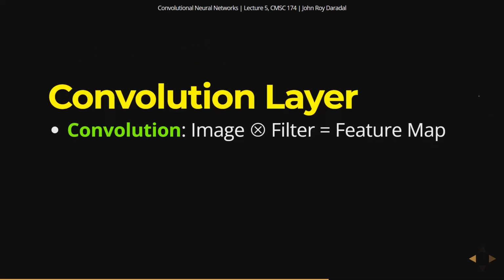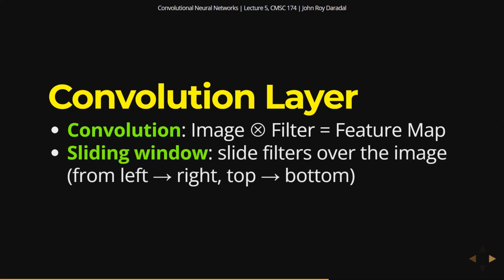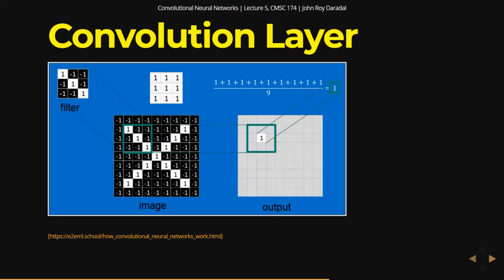So for the convolution layer, you're doing convolutions. This is the sign for convolution. So image convolved with the filter produces the feature map, which is the output. Okay, and we do a sliding window. So you slide the filters over the image from left to right, from top to bottom. Okay, just like what we did in the previous slide.